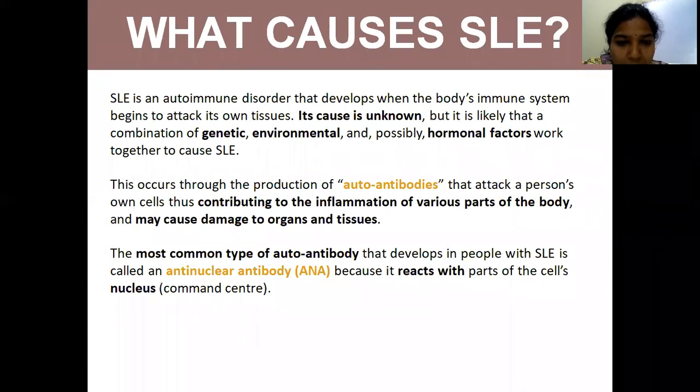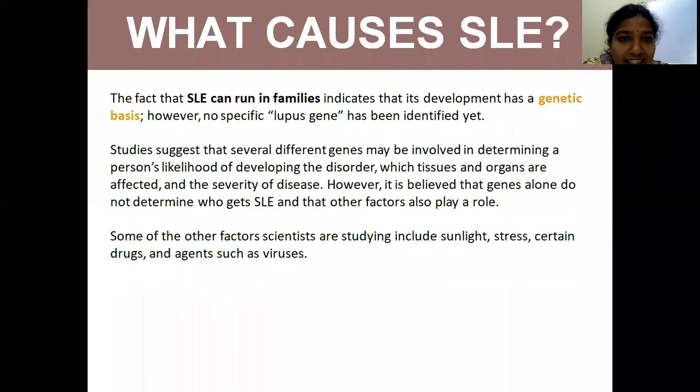The most common type of autoantibody that develops in people with SLE is called anti-nuclear antibody, because it reacts with parts of the cell's nucleus. So the fact that SLE can run in families indicates that there is a genetic basis. However, no specific lupus gene has been identified yet.